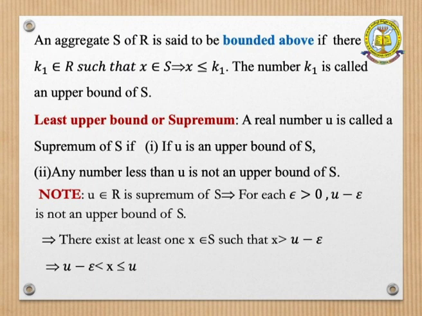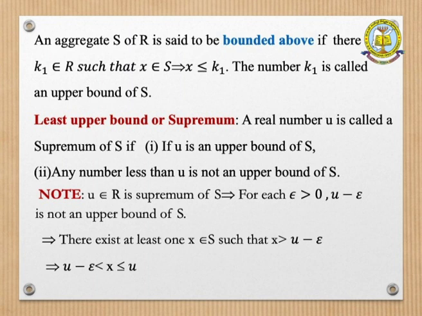We say that an aggregate S of R is said to be bounded above if there exists a real number k1 such that x is less than or equal to k1 for every x belongs to S. That means every element of S is less than or equal to some real number k1. Then we say that k1 is an upper bound of S and the aggregate S is said to be bounded above. Whenever it is bounded above, there are many real numbers greater than k1 and less than k1 also.